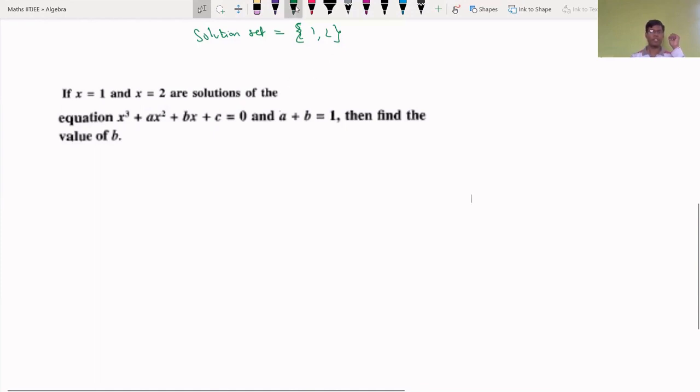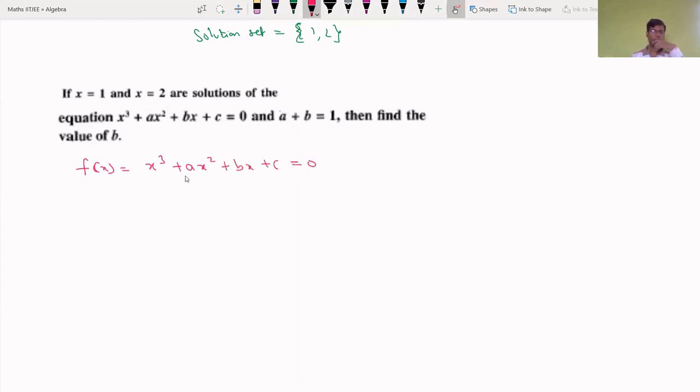So basically he has given an equation f of x is equal to x cube plus ax square plus bx plus c is equal to 0. So this is the given equation. And he has also given us a condition that a plus b is equal to 1. And he has told that x is equal to 1 and x is equal to 2 are solutions of this equation. So what does it mean?